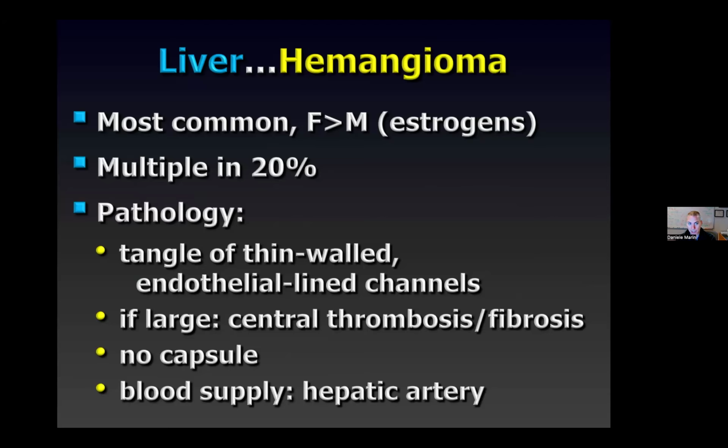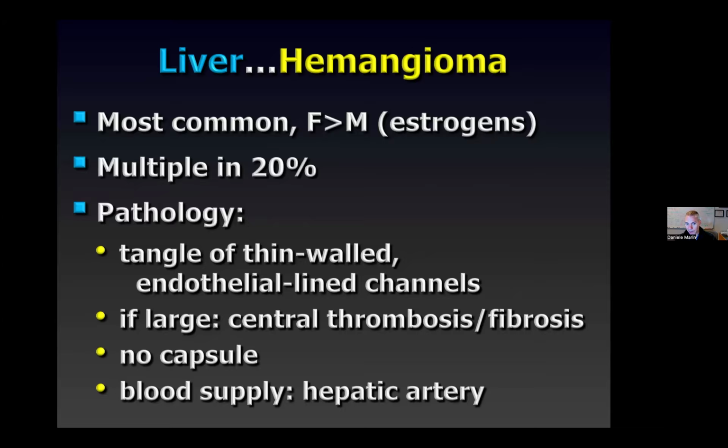Liver hemangioma is by far the most common benign focal liver lesion, more common in female patients. Generally, in about a quarter of the cases, they can be multiple. And the key to understanding the imaging findings of hemangiomas is to really understand the pathology: the lesion is composed of a tangle of thin-walled endothelial-lined channels.